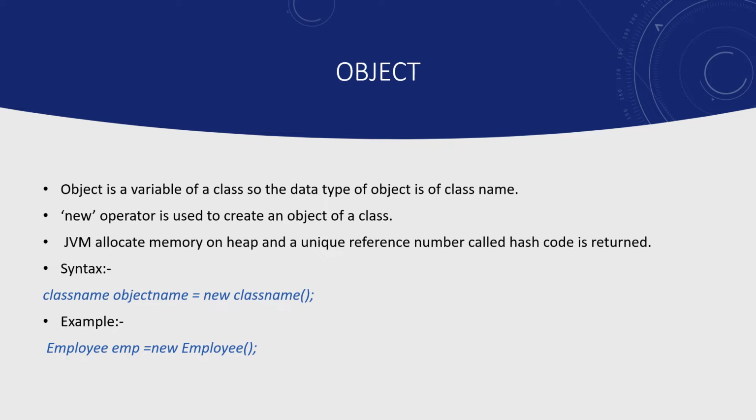An object is a variable of a class whose data type is the class name. The new operator is used to create an object of a class. In Java, the JVM allocates a memory location on the heap and a unique reference number called a hash code is returned as a reference number. For example, if we want to create an object emp of class Employee, we can write it as Employee emp = new Employee().